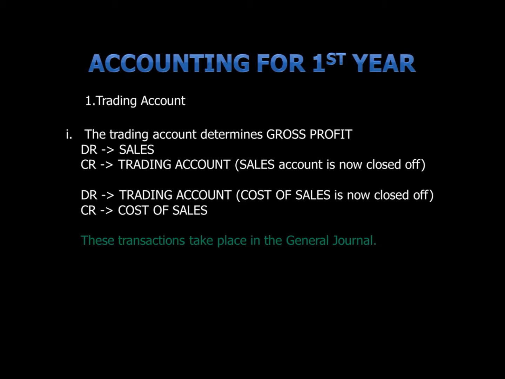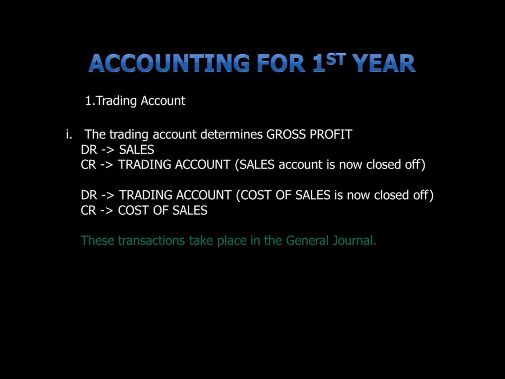At the beginning of this section, we mentioned that the gross profit is determined by using the trading account. So how does this work? Firstly, we know that gross profit is equal to sales less cost of sales. So we know that we need to close off our sales account, and we need to close off our cost of sales account. These balances are then transferred to the trading account.